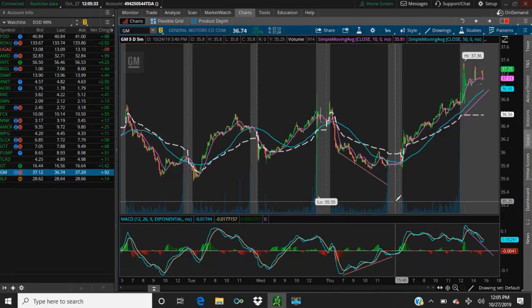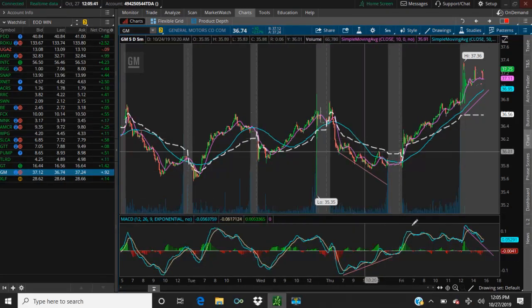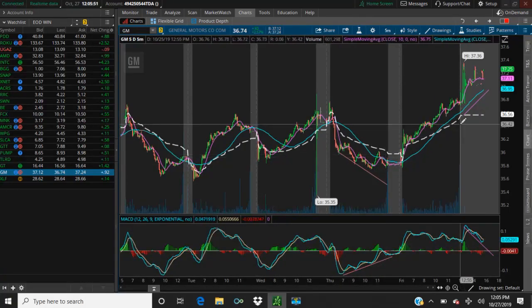And that means that selling pressure has slowed down and a reversal may be coming, which you can see right here. You thought it was going down, but the reversal was coming. The MACD gave you the signal right there, and it did.